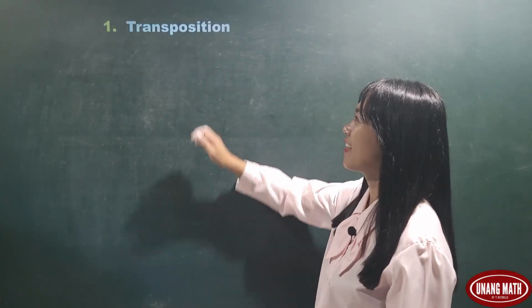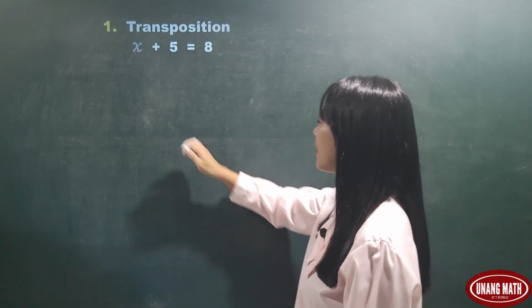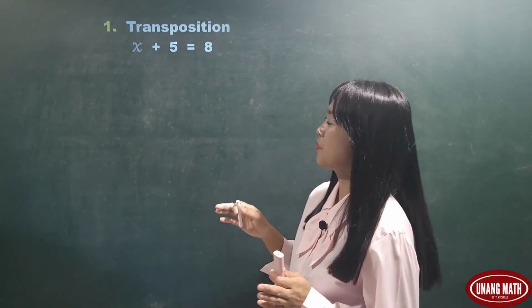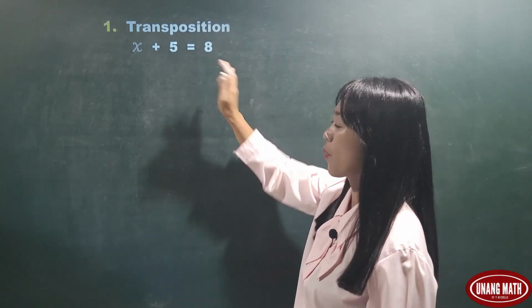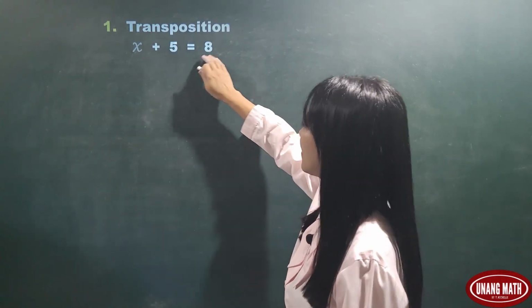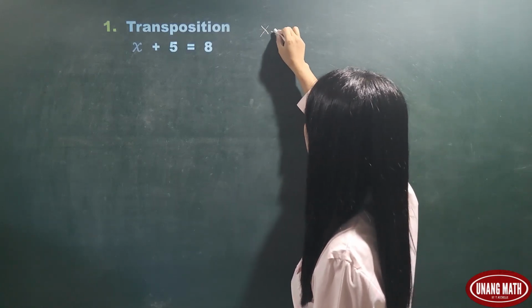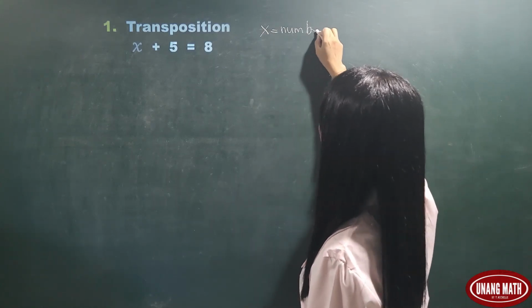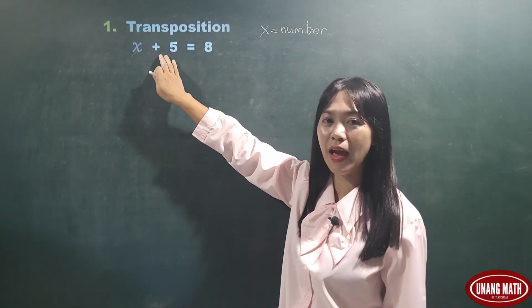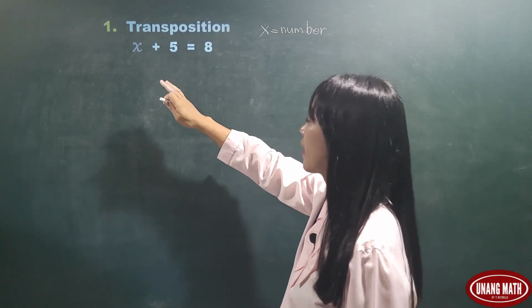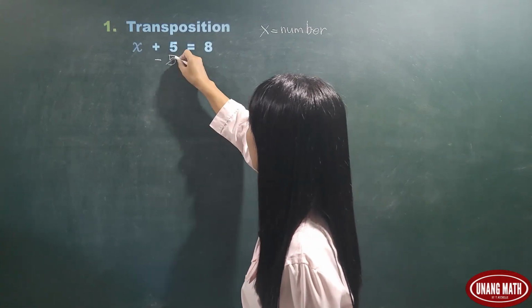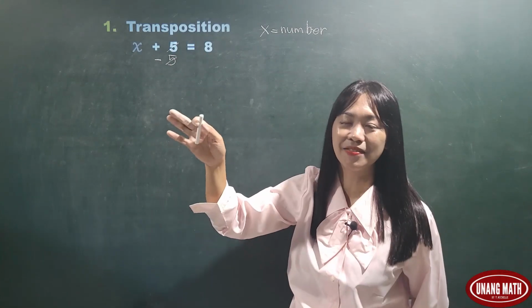Okay, let's start with transposition. We have an equation here, x plus 5 equals 8. Last episode, we solved this kind of equation using the properties of equality. We make this equation in the form x is equal to number. First thing we need to do is remove or eliminate 5 on the left side of the equation. And to do that, we have to subtract 5. So 5 minus 5, 0, or this will be cancelled.